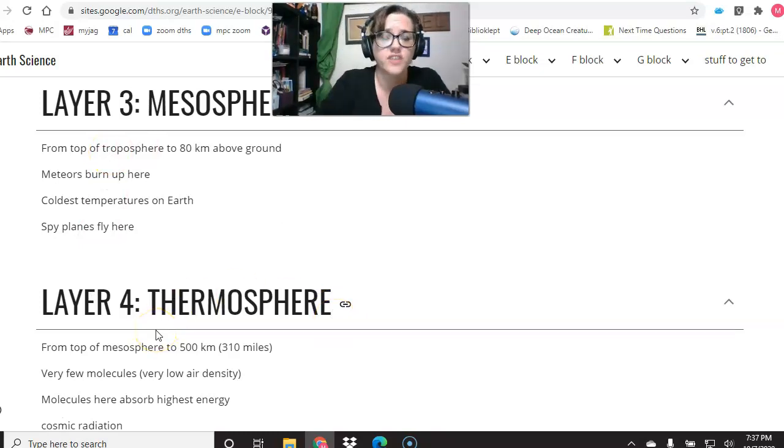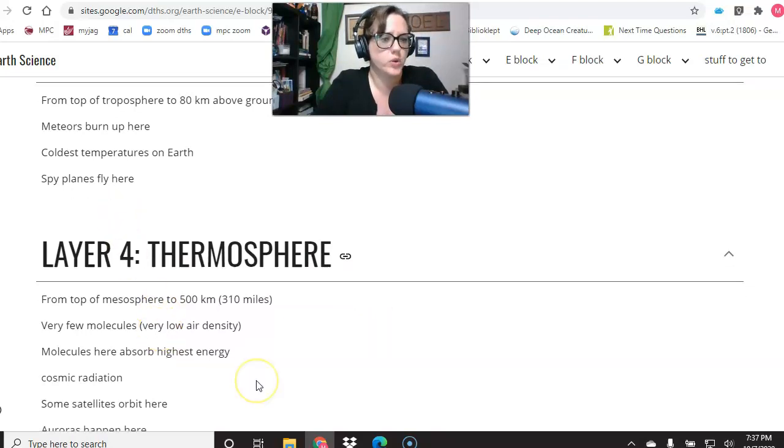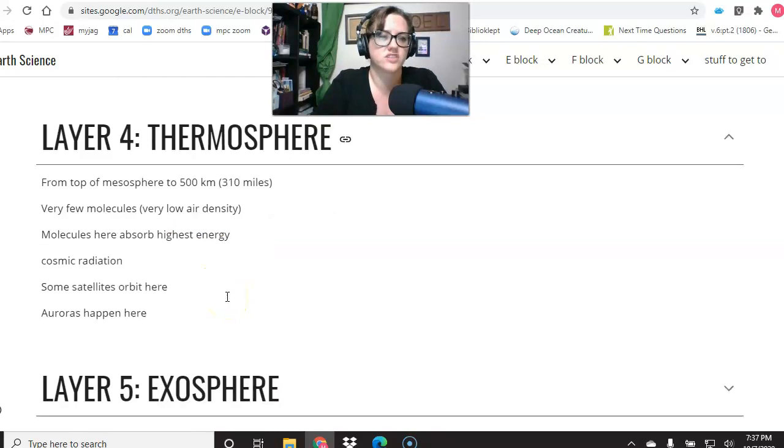Oh, it's the thermosphere. Oh, but that's weird, because there are so few molecules that on average it's cold, but the individual molecules are so hot because they absorb high energy from space that they are some of the hottest molecules on the planet. What?